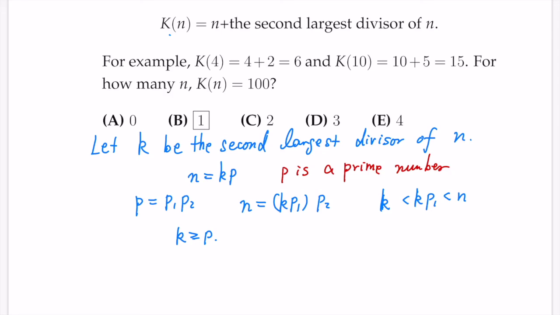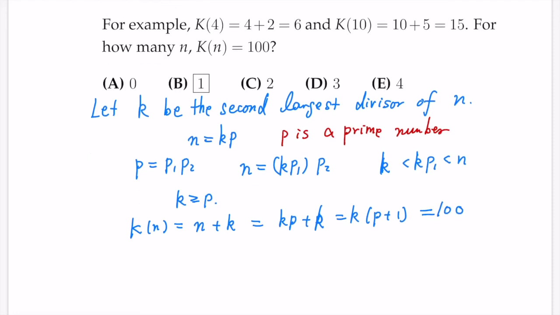All right, so now let's write k(n), which is by definition n plus k. Since n is kp, we can write it as kp plus k, and if we factor out k, we get k times (p plus 1). Assume that this is equal to 100. So the conclusion is that p plus 1 must divide 100, or in other words, p plus 1 has to be a divisor of 100.